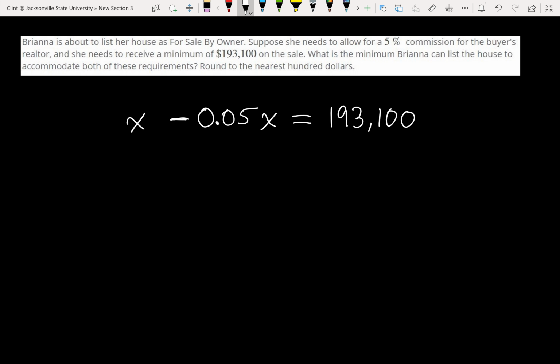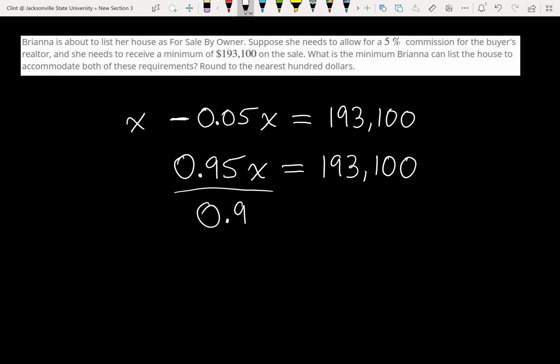So on the left, we can combine like terms. We've got 1x minus 0.05x. So that gives us 0.95x. And that has to equal $193,100. So now all the difficulty in this one is getting the problem set up, because now all we do is we divide both sides by 0.95. These will cancel on the left. Divide by 0.95 on the right.